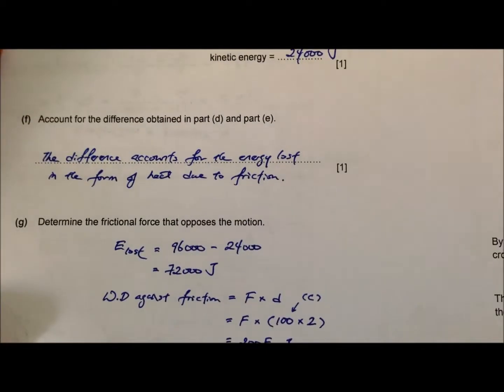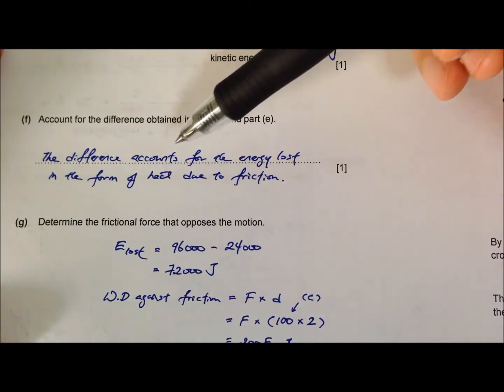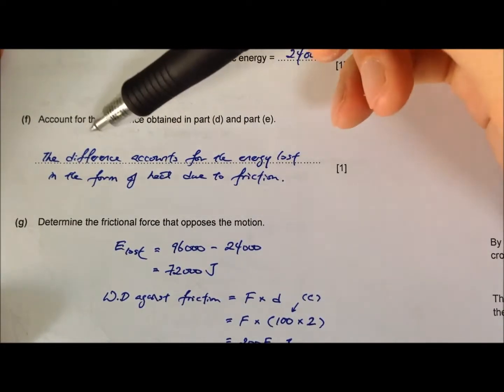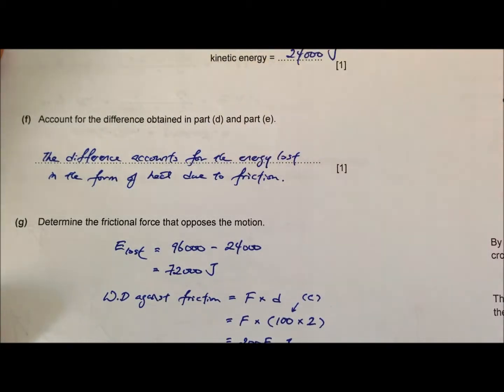So the question is asking you, why is there a difference in kinetic energy? Well, the difference in terms of kinetic energy is because some of the energy is being lost in the form of heat due to friction, because just now we mentioned there's this frictional force, right? And frictional force will generate heat, and heat will cause energy loss. So the difference is the energy loss.